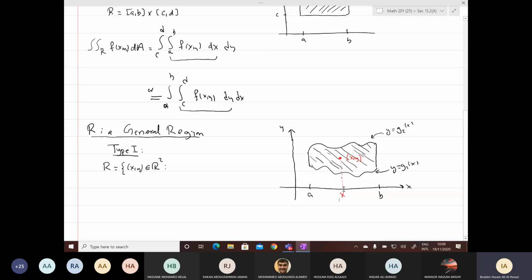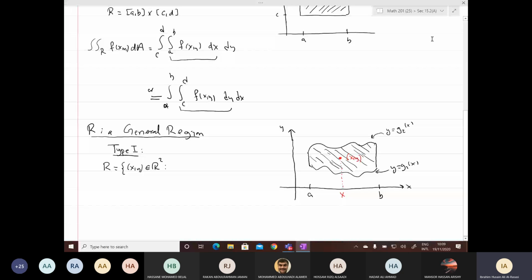Well, will X take all points or just one point? Okay, I move the point here around. Move it to the left and move it to the right. You get X here and X here and X here, etc. So really, you will cover everything. All points, X will take all possible values between A and B.